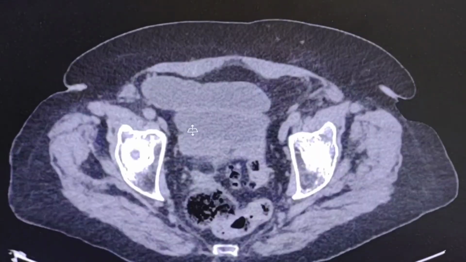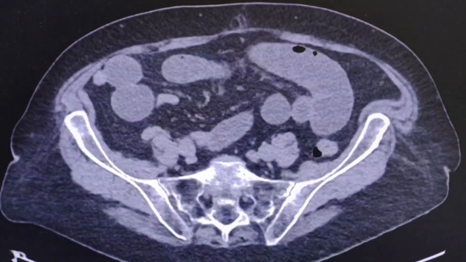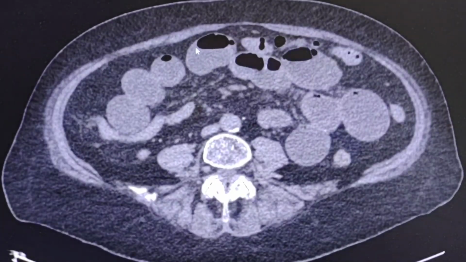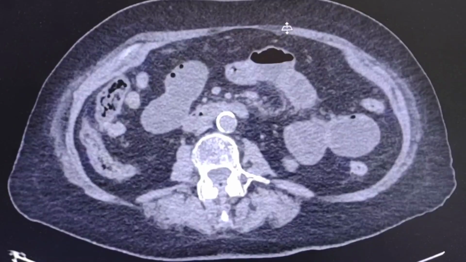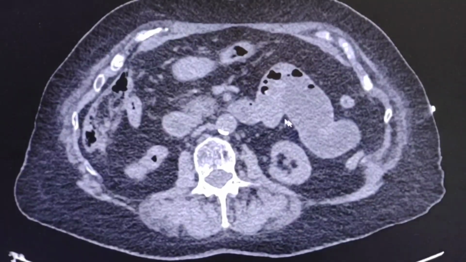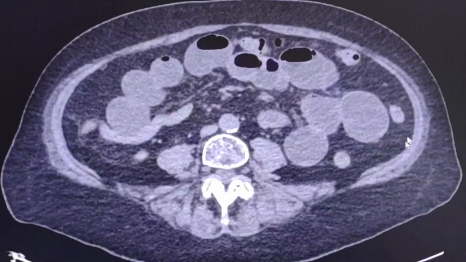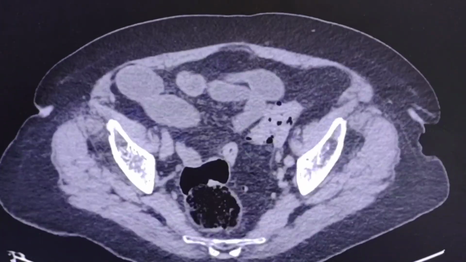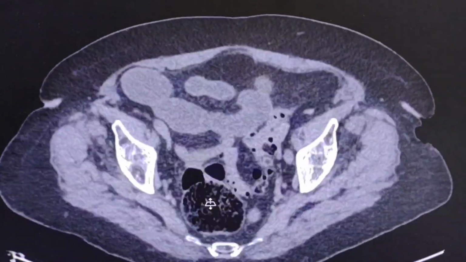As you can see, there is significant dilatation of the small bowel. Here are the dilated small bowel loops. There are some air fluid levels. The large bowel is almost collapsed. There is no dilatation in the large bowel. There is some fecal loading here in the rectosigmoid colon.